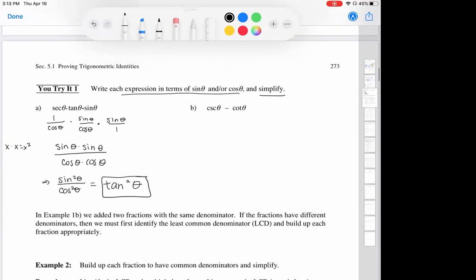All right, for B, we have cosecant theta minus cotangent theta. Cosecant is 1 over sine, minus cotangent. Well, tangent is sine over cosine. So therefore, cotangent is a flip of that, so cosine over sine, right? Minus cosine theta over sine theta.